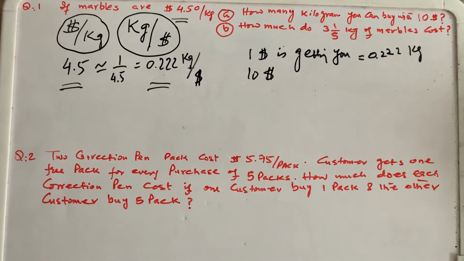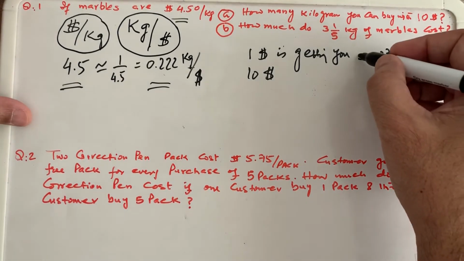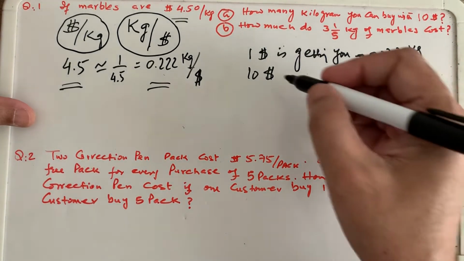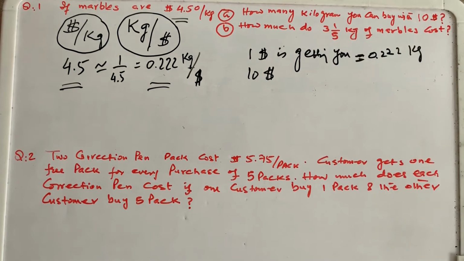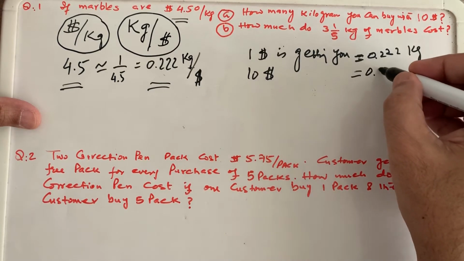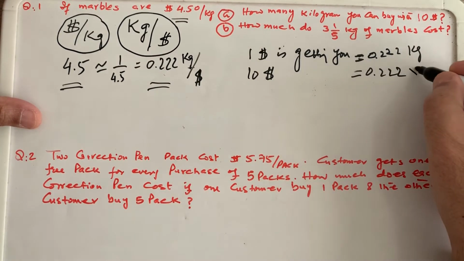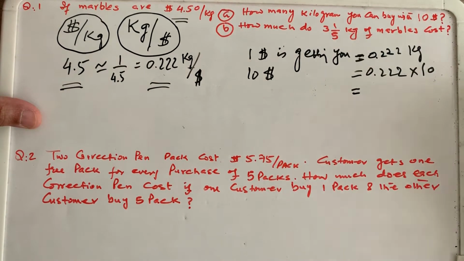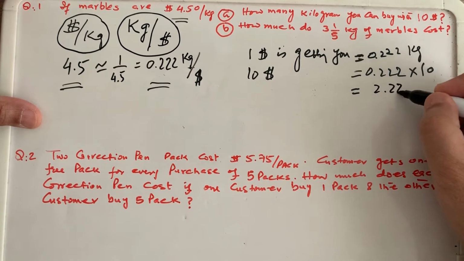So when we say $1 is getting you 0.22, that means it is a unit cost, the unitary method. We will also see the unitary method later in another class. So $1 is getting you 0.22 kilogram. So how much can you get in $10? Obviously more, because now $1 is getting you this. So if you are getting more quantity, you multiply with this number. So we multiply with 10 and we get 2.22 kilogram.